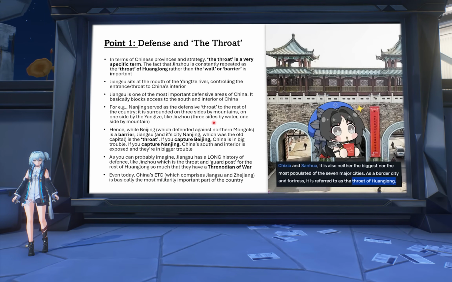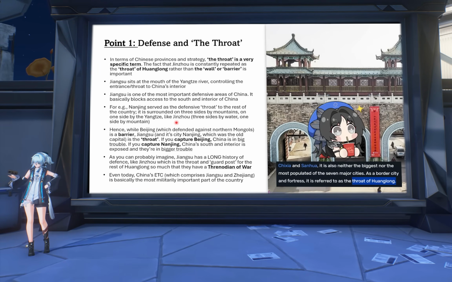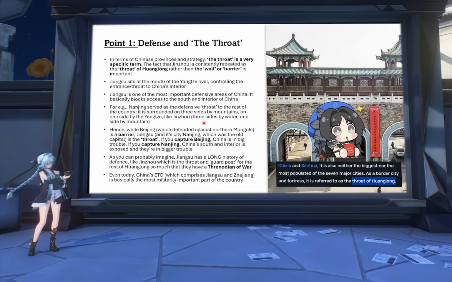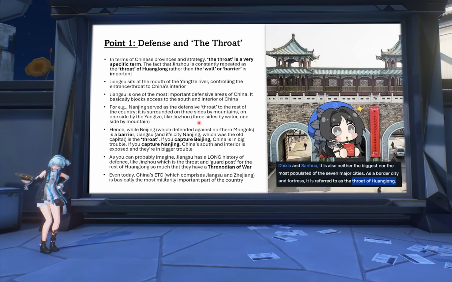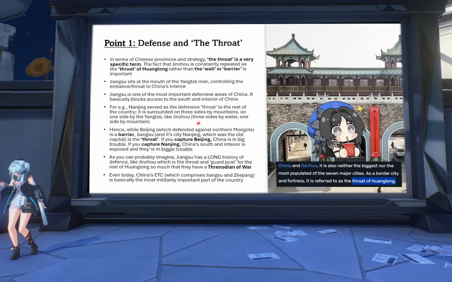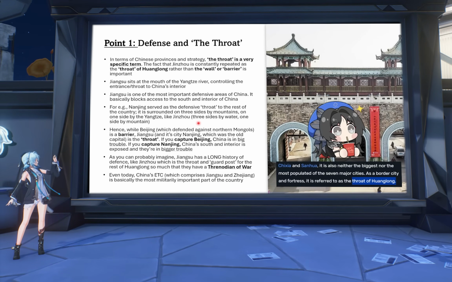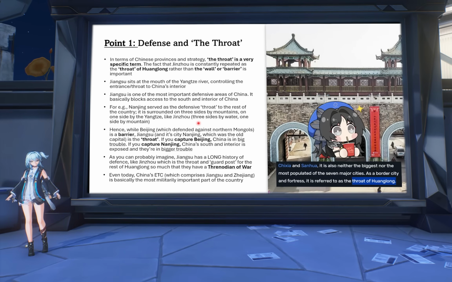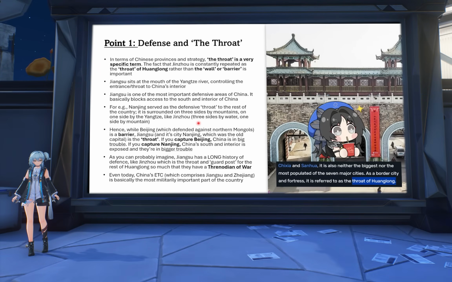So for instance, you may know about the city of Nanjing. The reason why Nanjing has been attacked like a million times is because it serves as the defensive throat for the whole country. It's surrounded on three sides by mountains, on one side by the Yangtze River, and it's very similar to Jingzhou, because Jingzhou is surrounded on three sides by water and one side by mountains, right? And as I said before, there is a very important differentiation to be made between something being the throat of defense in Chinese strategy, right?